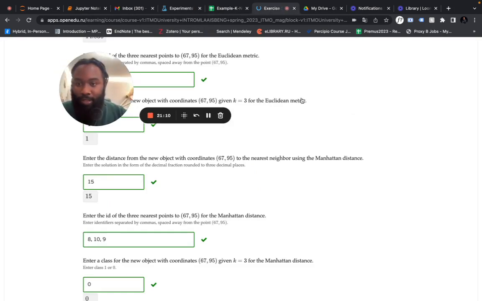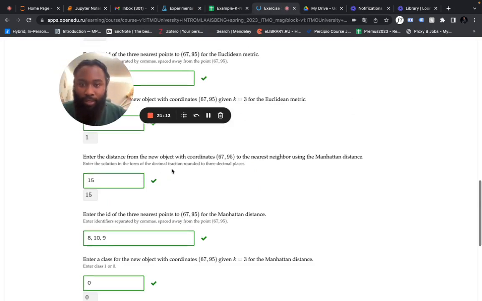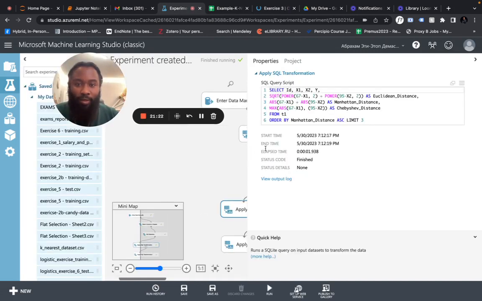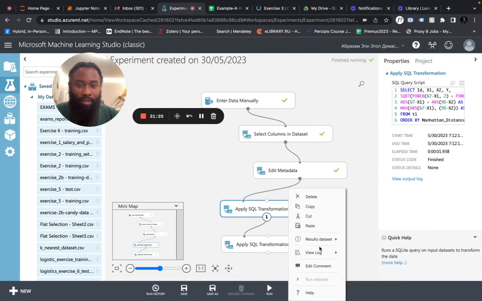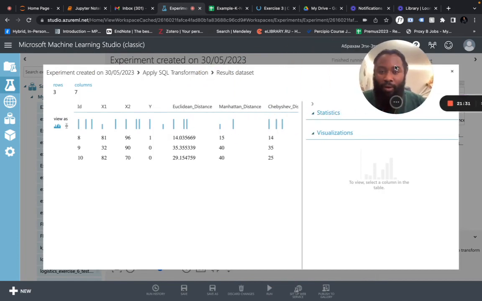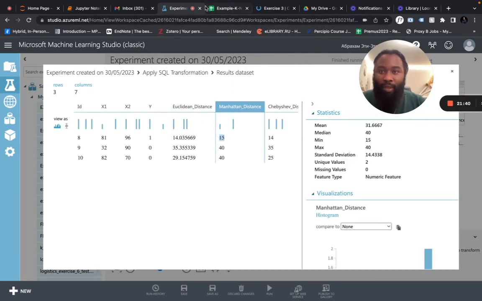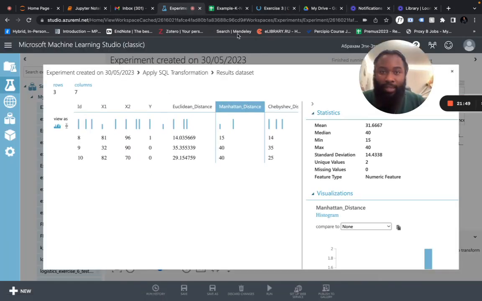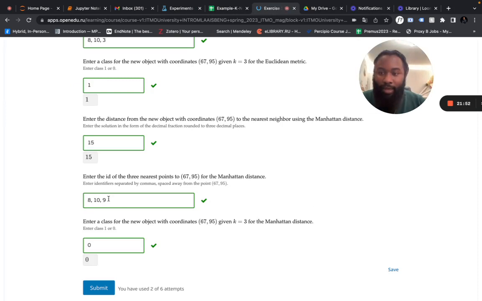While it's running, let's review the question. It says the distance, nearest neighbor using Manhattan distance, the closest one. Let's see. So we go to our result set. Right, results, visualize. And we can see that based on Manhattan distance, the closest neighbor is with a distance of 15. And that is absolutely correct. Enter the ID of the 3 nearest points to 67 and 95. The 3 nearest points is already there, 8, 9, and 10. We can see 8, 9, and 10.